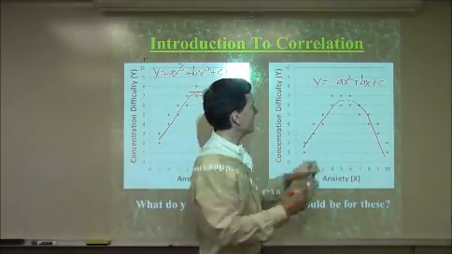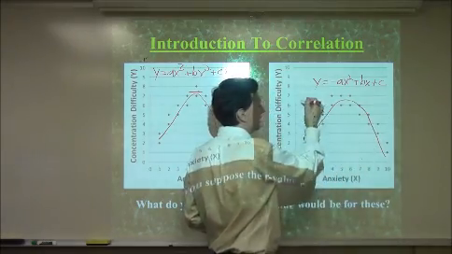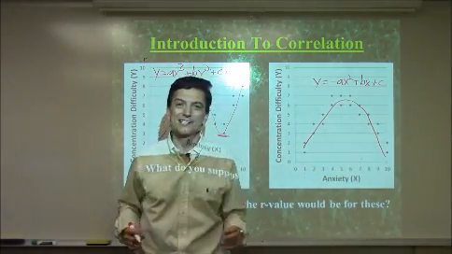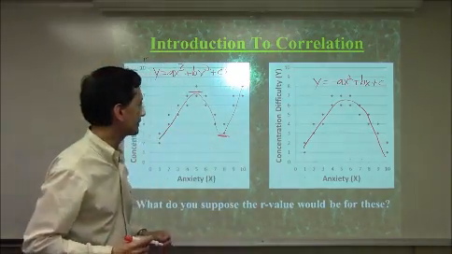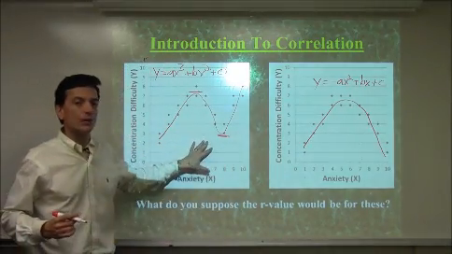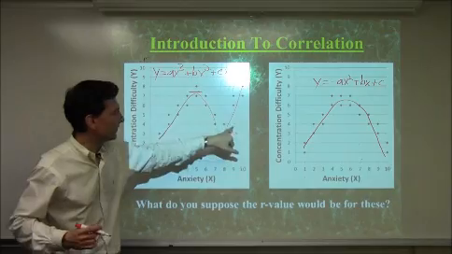If this were positive, then this would be more like a smile. It would be facing upward rather than downward. So we hope that's a helpful mnemonic for you. Now, what we could do is we can ask, what is the R value associated with this very complicated trend?